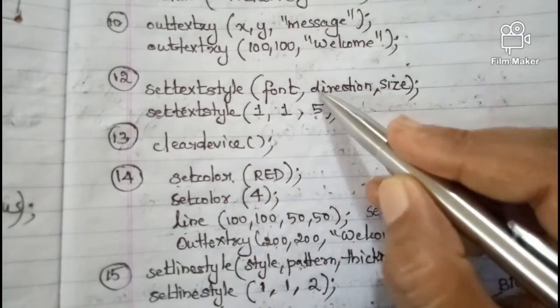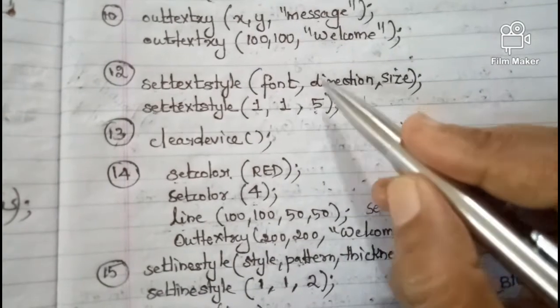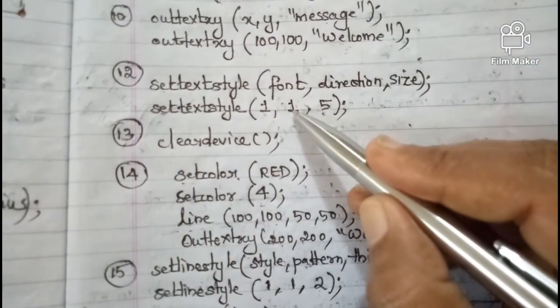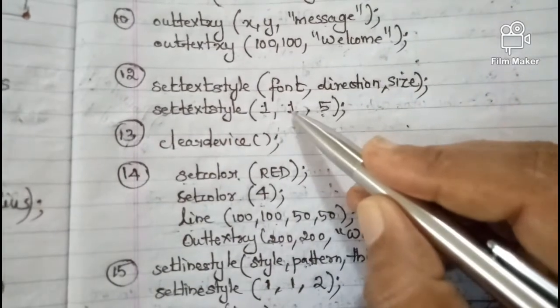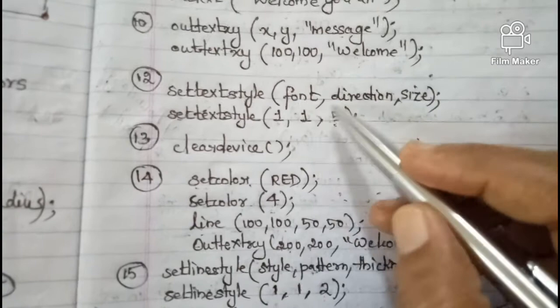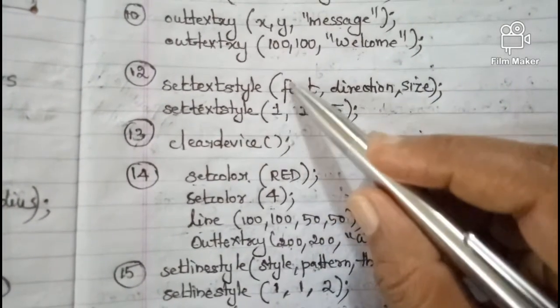So direction has only 2 values. It can either be 0 or 1. If the direction is 0, then the message will be displayed in a horizontal style. If the direction is specified as 1, the message will be displayed in a vertical style. So size and direction are clear to you. Moving on to the first argument, font.